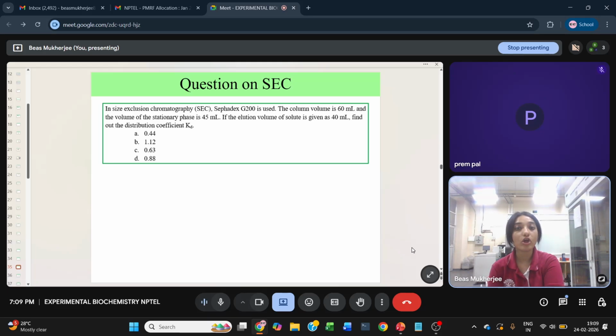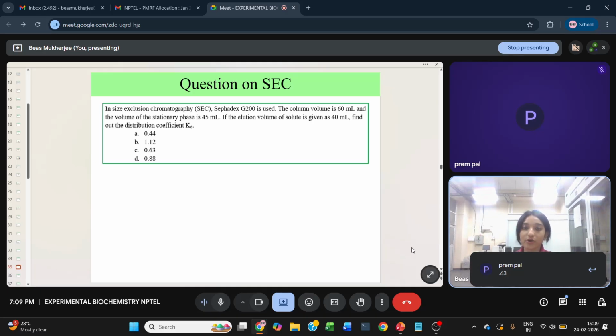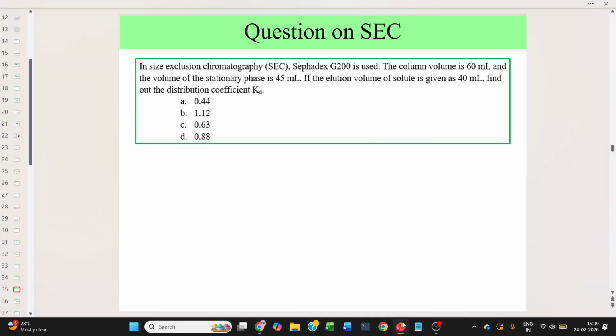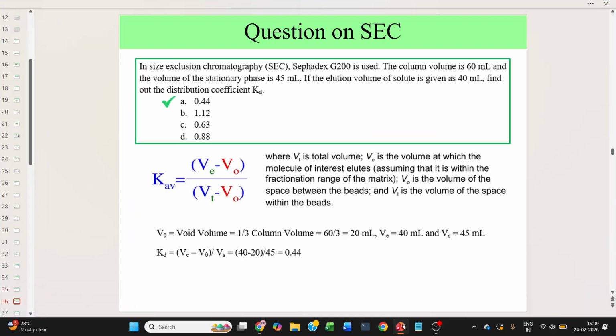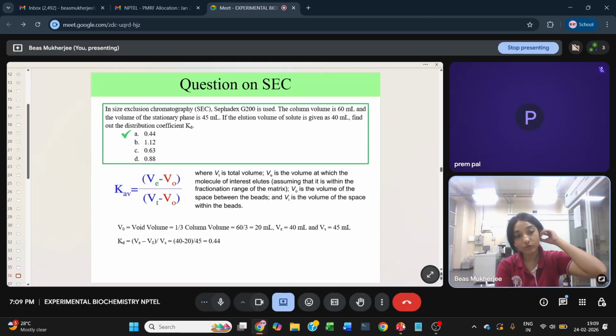columns. So the column volume is 60 ml and volume of the stationary phase is 45 ml. If the elution volume of the solute is 40 ml, then find the distribution coefficient Kd. Okay, so you're saying that it is 0.63. Very good. Let's see what is the right answer. So the right answer here is 0.44.